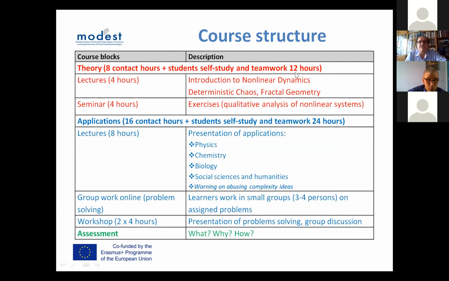As for course structure, it is just a kind of proposal. So there could be two blocks, theory and applications. It is also just a general proposal. For example, for theory, something like 8 contact hours and about 12 hours of independent work. That means a very general introduction to nonlinear dynamics, chaos, and fractal geometry. It is feasible within 4 hours.